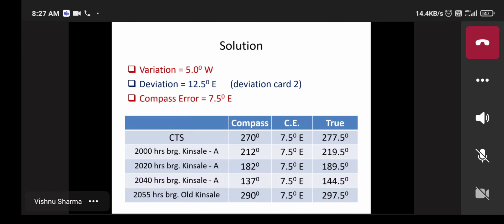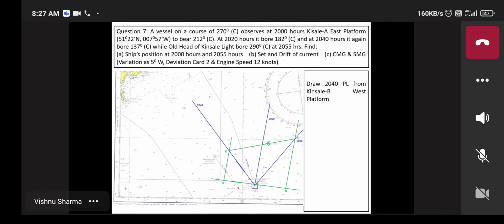Now we come to this plot. What was the bearing at 2000 hours of Kinsale A? Sir, 219.5. So this is the first bearing where I put the tick. What is the 2020 bearing? 189.5, sir. So this is the second bearing I have plotted. And what is the third bearing? 144.5, sir, and this is the third bearing I have plotted. Got it, guys? Then we went by 3-point bearing to get this CMG. I'm sure up to this part it's okay with everybody.